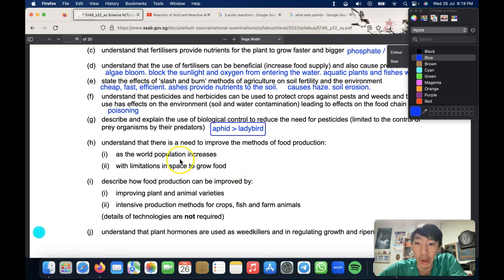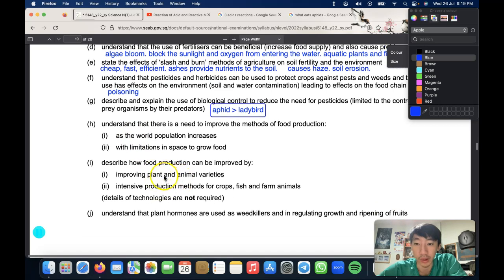So how do we counter these two problems? By using new technologies. Firstly, we can improve the plant and animal variety. What does that mean? That means you can introduce better quality crops. You might have heard of modified plants. For example, the rice is better quality, it can grow faster, it's more durable, and it's less likely to be eaten by pests. That's called improving the animal and plant variety.